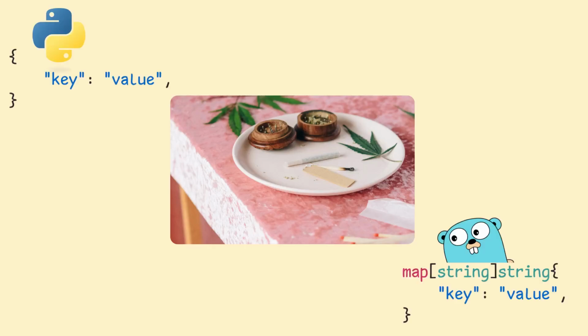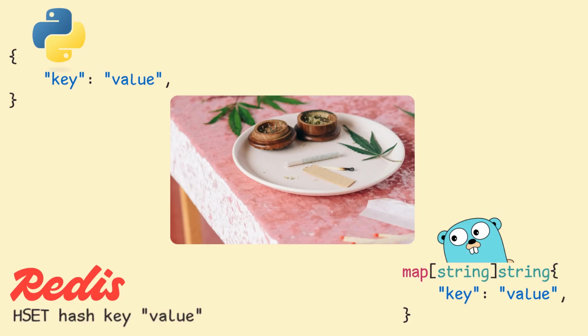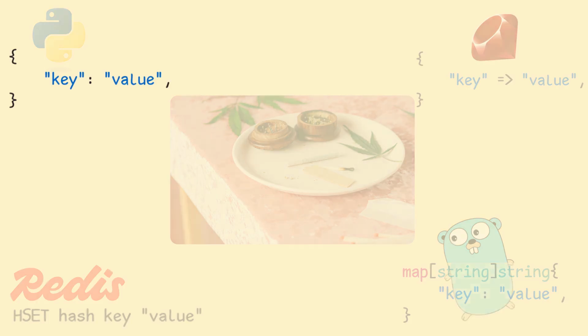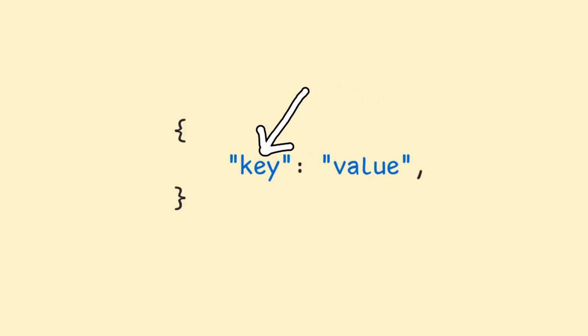A hash table is something you call a dictionary in Python, map in Go, hash map in Redis, and simply hash in Ruby. It's an efficient key-value data structure, so it associates values with specific keys. From the outside, a hash map usually looks like this.